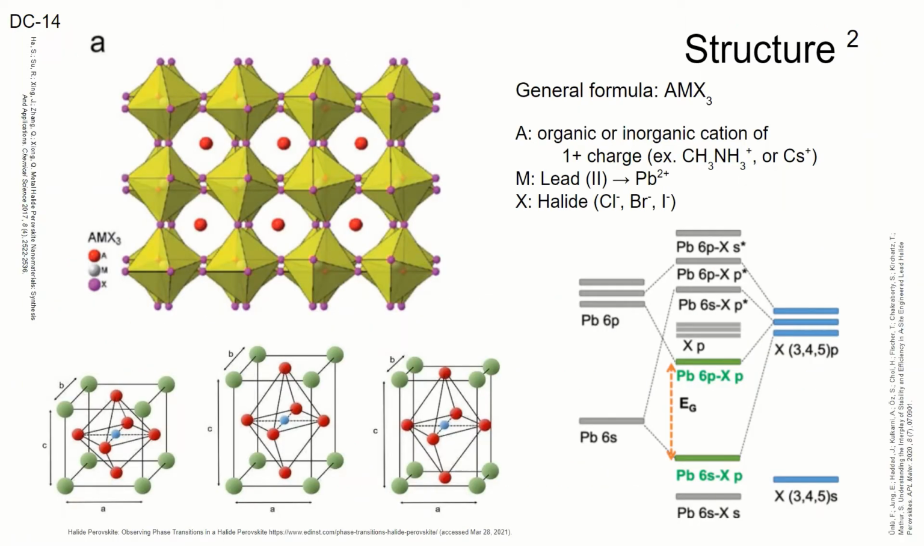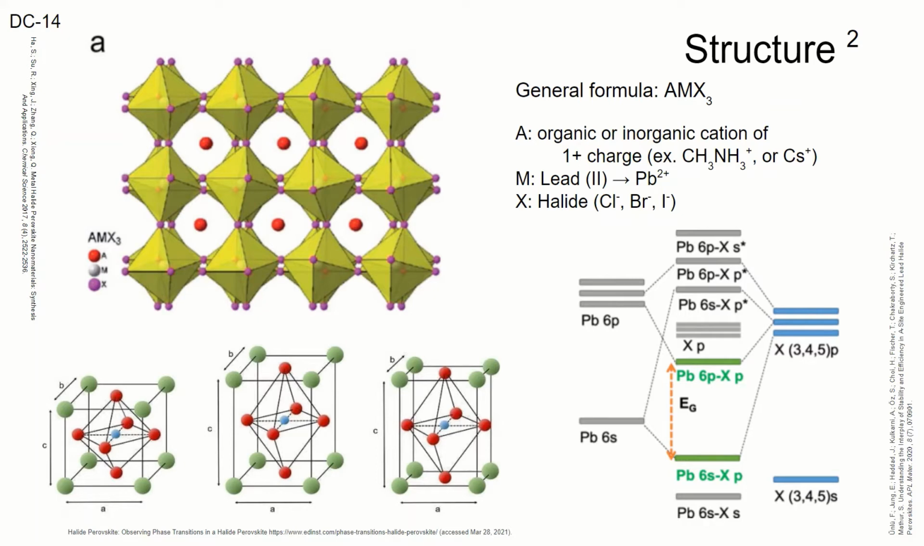All perovskites take the general formula of A1M1X3, where A is an organic or an inorganic cation of +1 charge. M is also a cation with +2 charge, and X is a halide. Since we are dealing with lead perovskites, the M cation for this presentation is always going to be lead 2+.